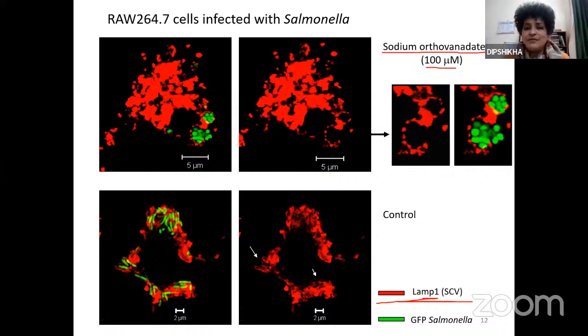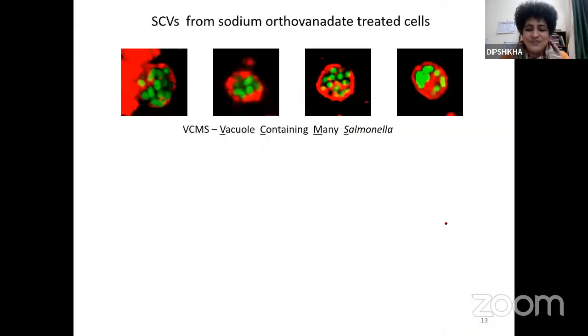Now, lay down your hypothesis. If that is true, what is the fate of these bacteria? They're all coming in one vacuole. Are they going to be successful in surviving? What do you think? Let us see how they will be. Now, we call this a vacuole containing many Salmonella, VCMS.